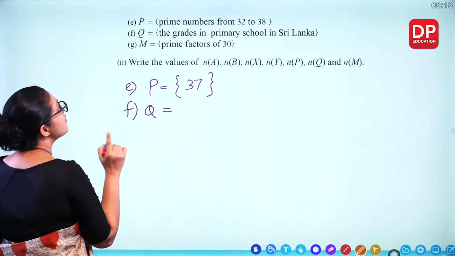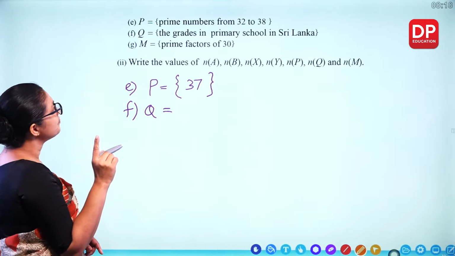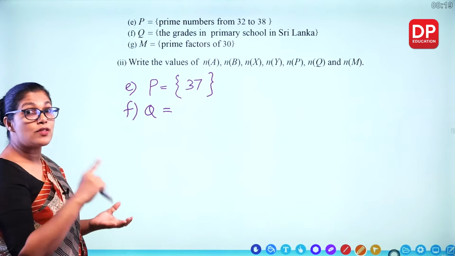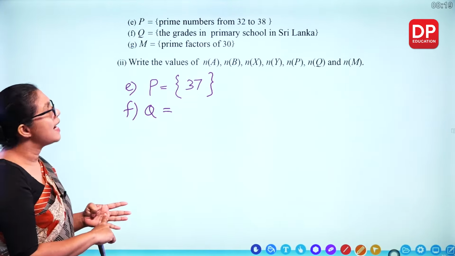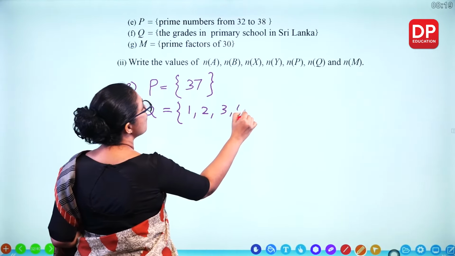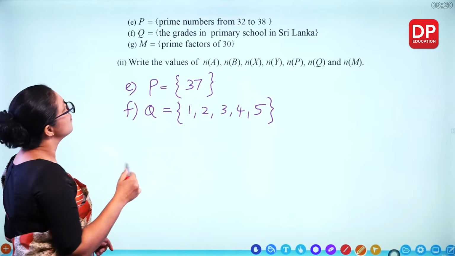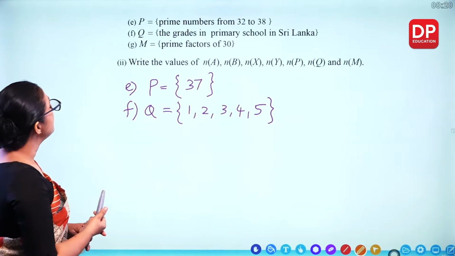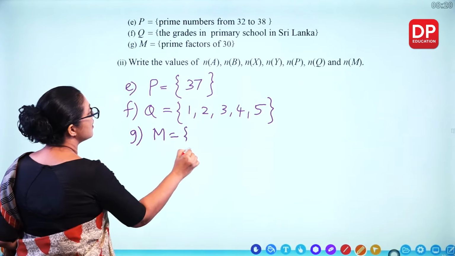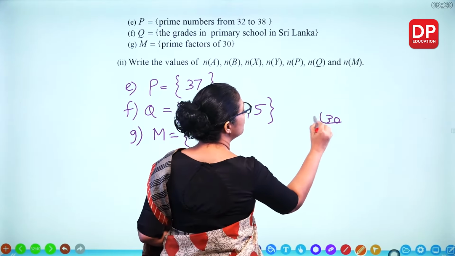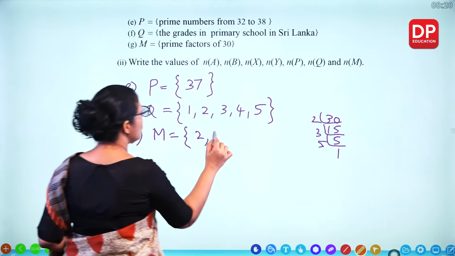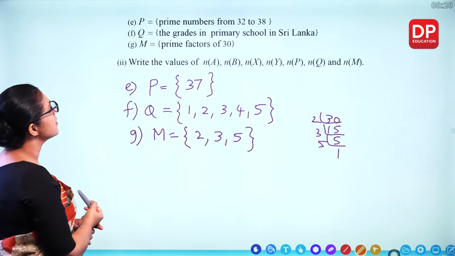And Q is a set, the grades in primary school in Sri Lanka. What are the grades? Grades in the primary school. So we can say grade 1, 2, 3, 4, 5. So 1 to 5. Those are primary classes. Then G, prime factors of 30. 30 is divisible by 2. So 2 is a prime number, divisible by 3 and 5. So 2, 3, 5. Those are prime factors of 30.